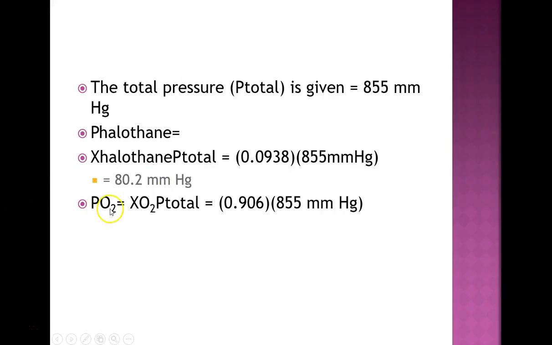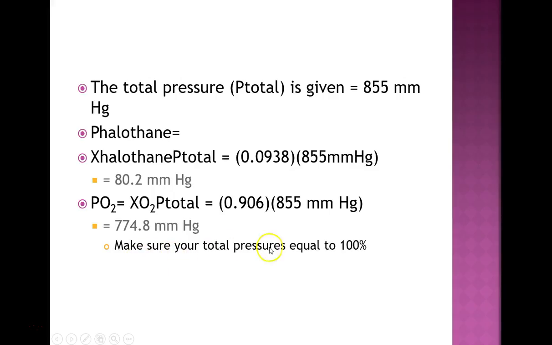Partial pressure for oxygen is the mole fraction of oxygen times the total pressure. We determined that the mole fraction for oxygen was 0.906. So multiplying that by the total pressure, 855 millimeters mercury, will give us oxygen's contribution to the total pressure, or oxygen's partial pressure. And when you put that in your calculator, it turns out to be 774.8 millimeters mercury.